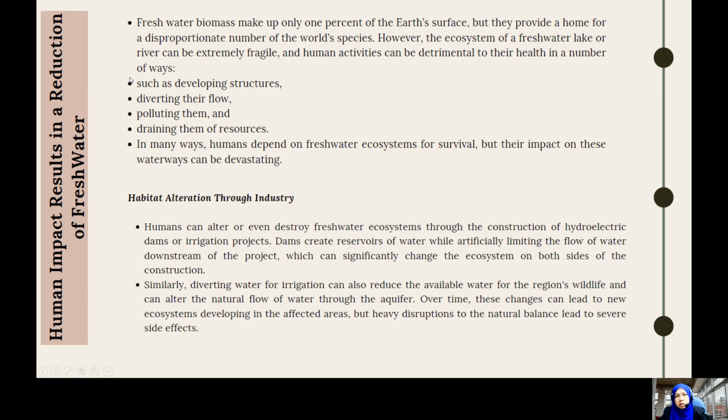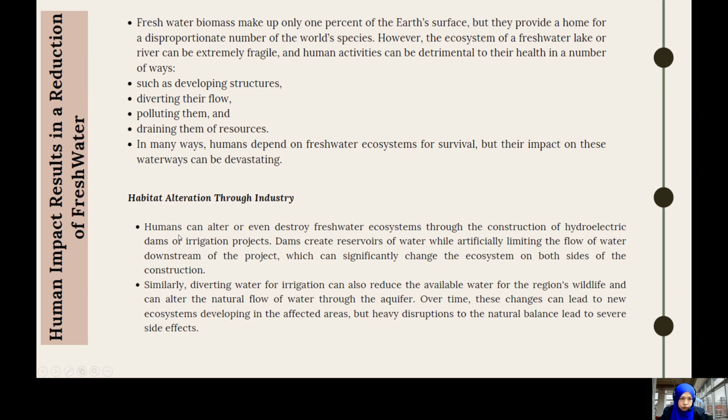Such as developing structures, diverting their flow, pollutants, and draining of resources. In many ways humans depend on freshwater ecosystems for survival, but our impact on these waterways can be devastating.